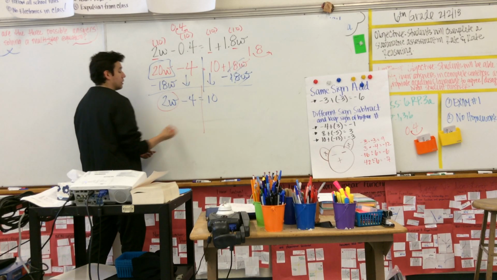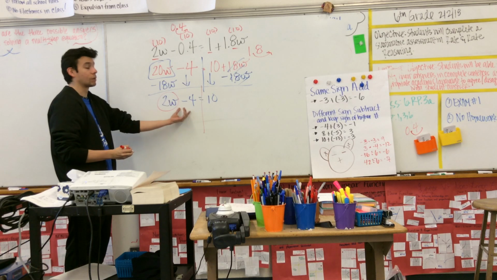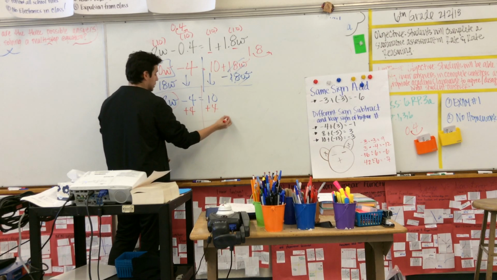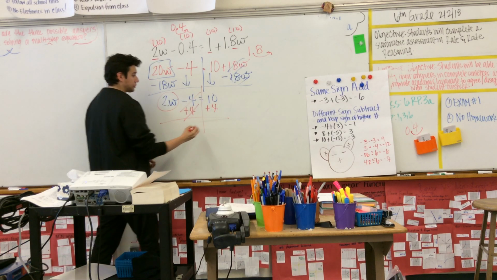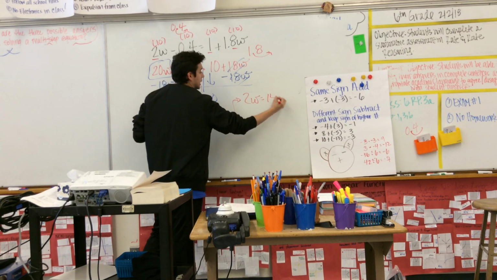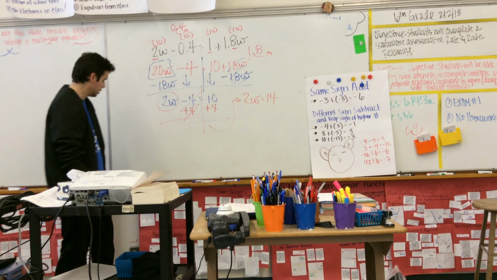Circle. Barrier. Who do I get rid of now? Well, the minus 4. What's the opposite of a minus? Positive 4. These cancel out. I'm going to move over here. So we have 2w equals 14. We're almost done. See how simple these are?